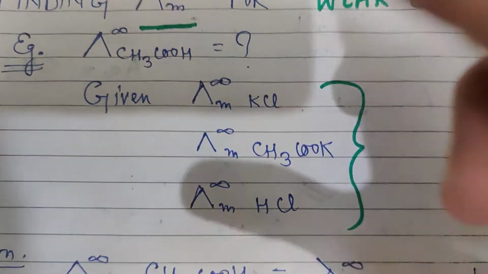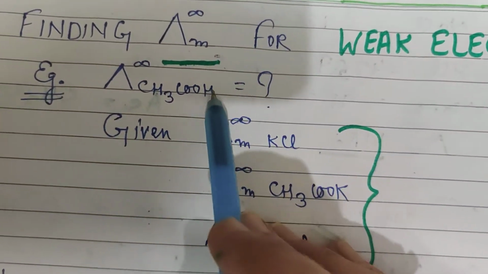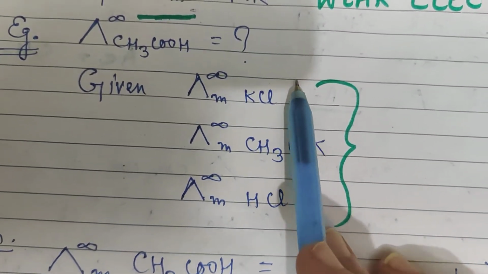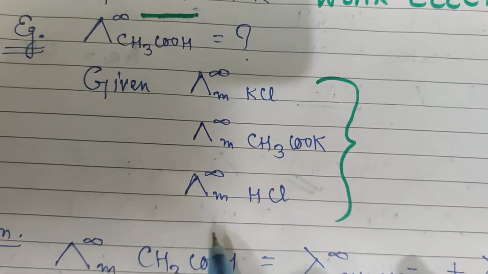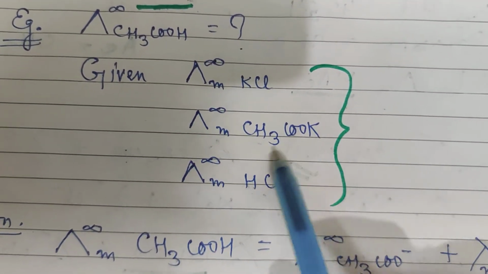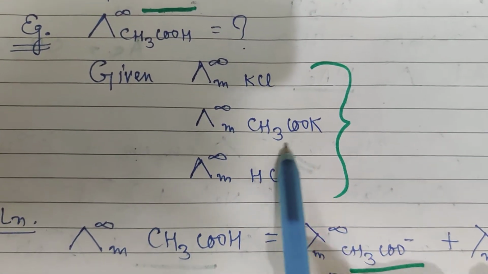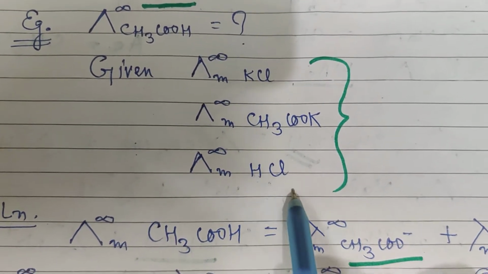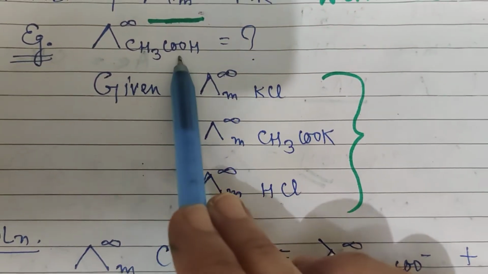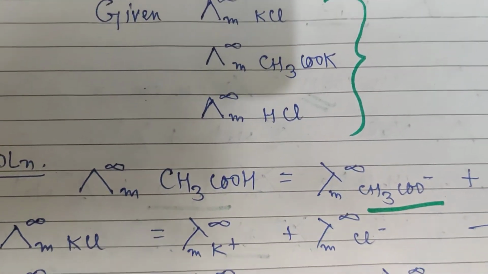In this question, children, what we have to do? We have to find out the limiting molar conductivity of acetic acid. And these are the limiting molar conductivity values of some strong electrolytes which will be given in the question. So, KCl is given, potassium acetate is given, and HCl is given. From these given values, you will be reaching to this value. Now, what should be the first step?